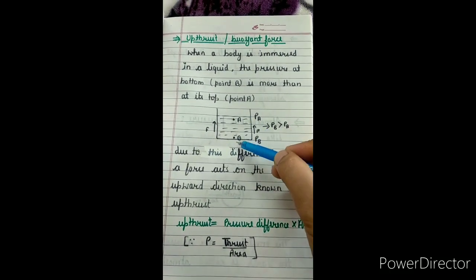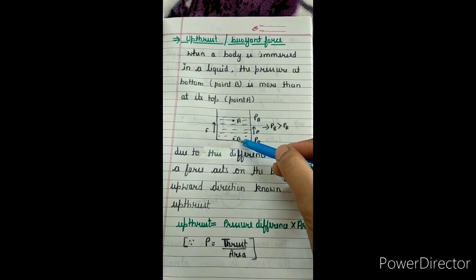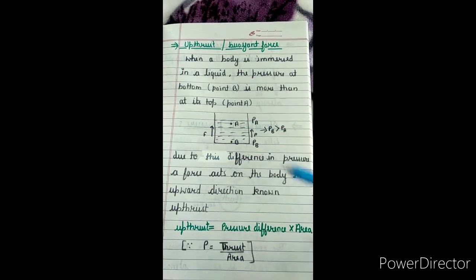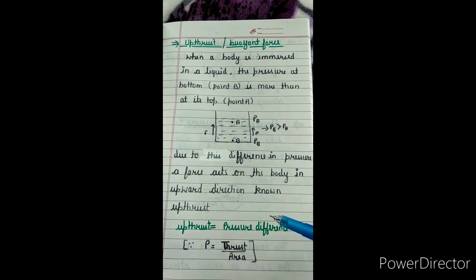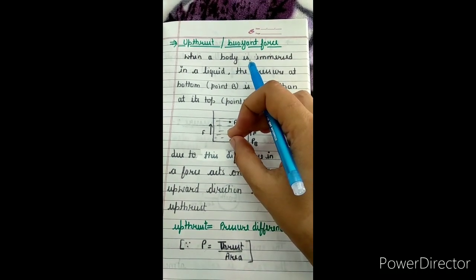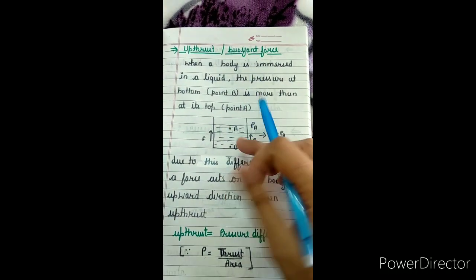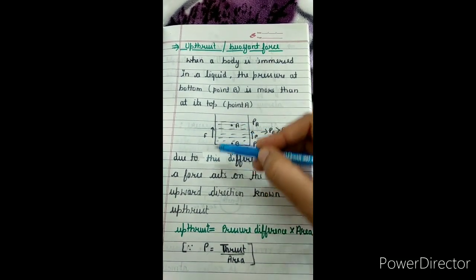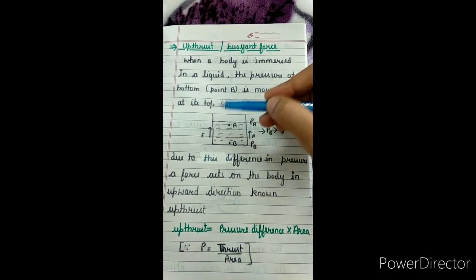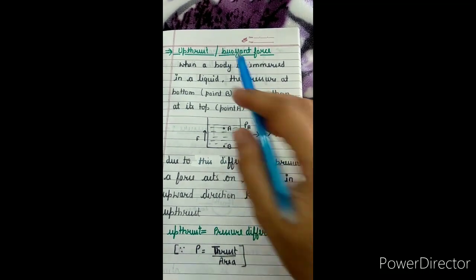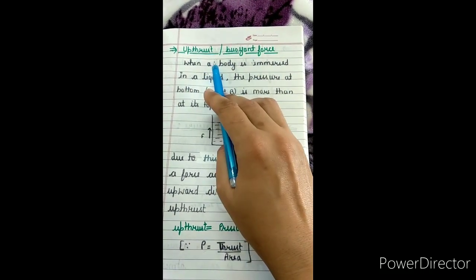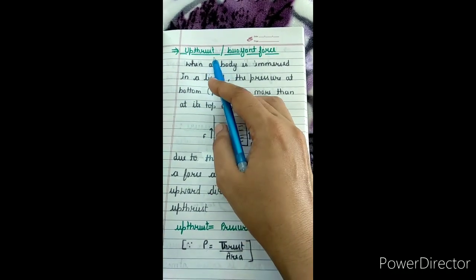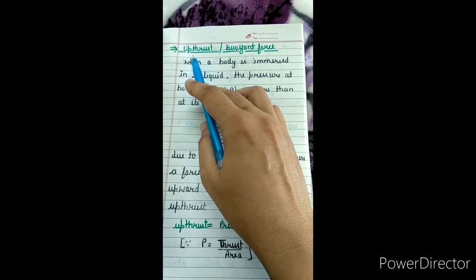Due to this difference in liquid pressure, there is a force which acts in the upward direction on a body. When a body is immersed in this liquid, due to the difference in liquid pressure, a force will act on that body in the upward direction. That force is known as buoyant force or upthrust. As the name itself suggests, upthrust: thrust is a force which acts in the upward direction.